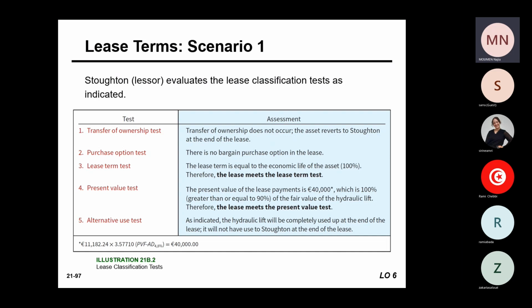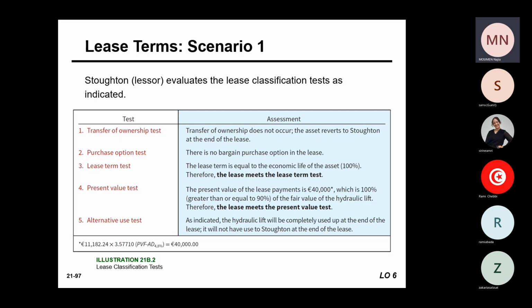So if you compare the present value with the fair value of this lease, there are actually 100%, so there are $40,000. So here we got the same, of course, 100%. So again, that's also a test that is already verified. The last step is to see if there is an alternative use of that asset or not.